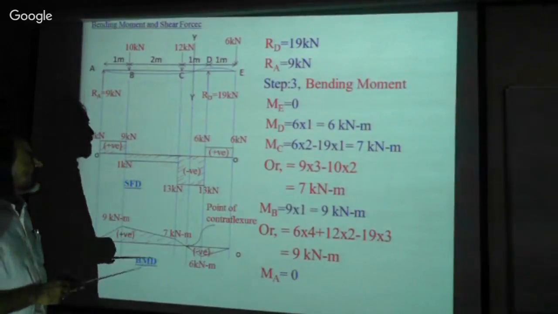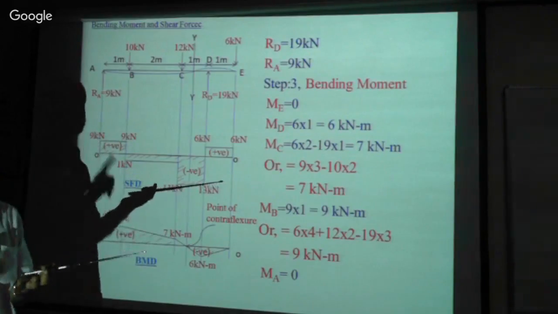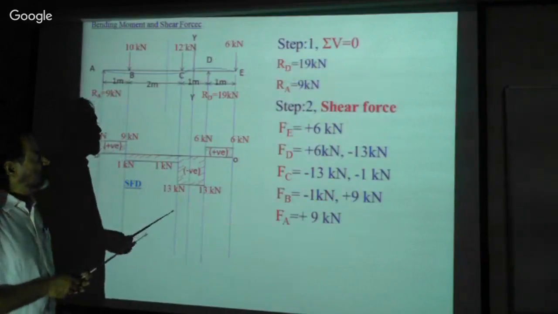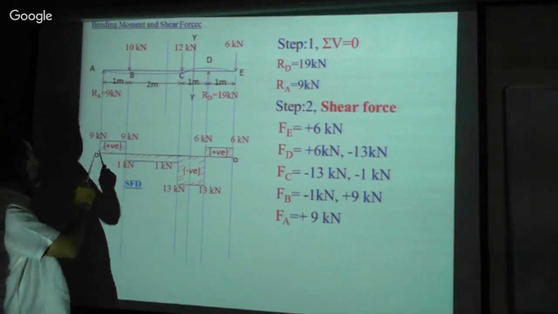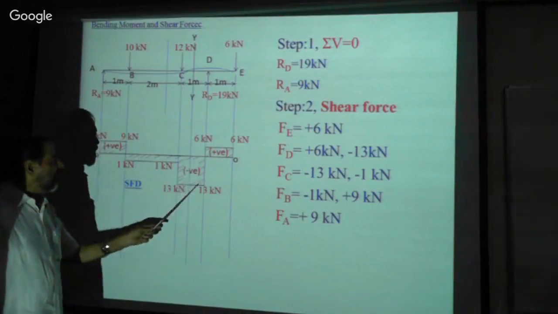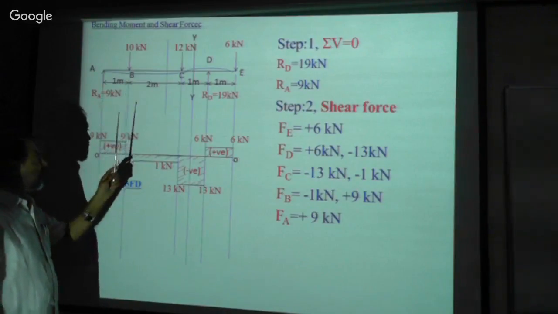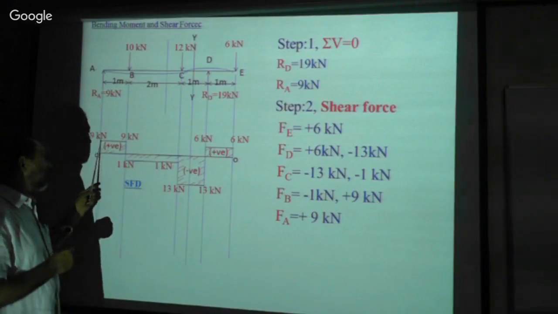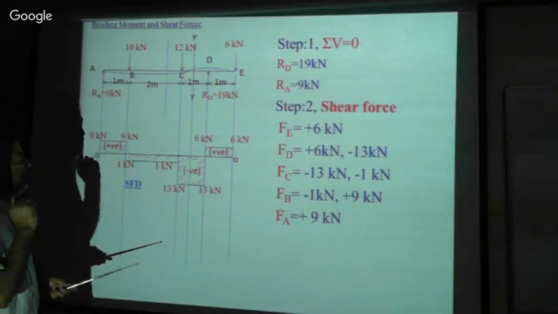See, after doing this, the second stage is over. In the first stage we calculated the reactions. In the second stage we plotted the shear force diagram. After plotting this, straight away we can write down: this is positive shear, this is positive shear, and this is the negative shear force. Therefore, there are two maximum shear forces in this beam. One is positive shear force, 9 kilonewton. The other one is 13 kilonewton negative shear force. That we have to mention.